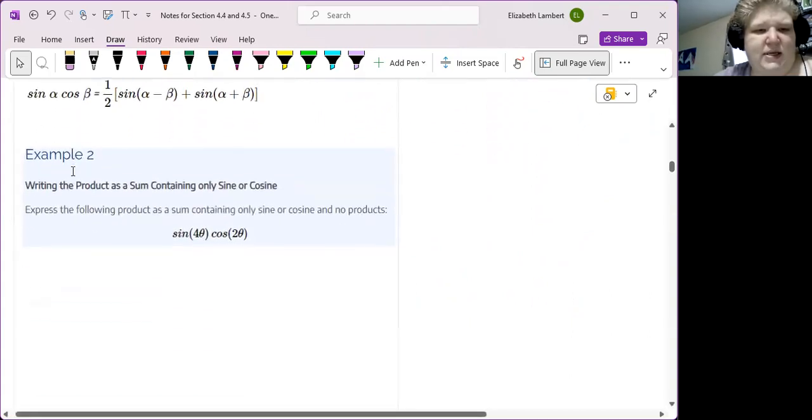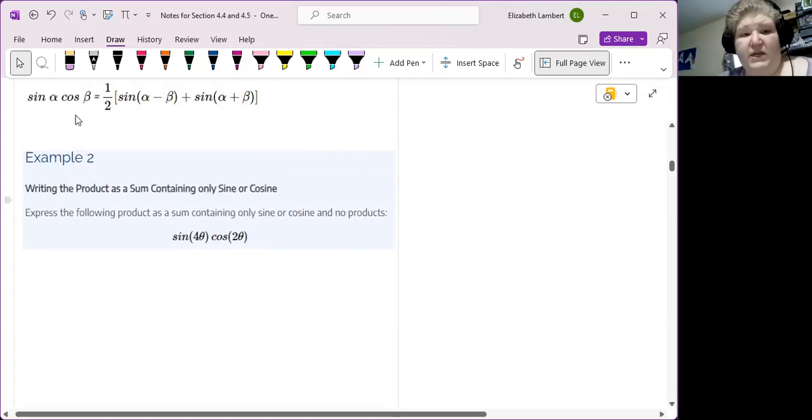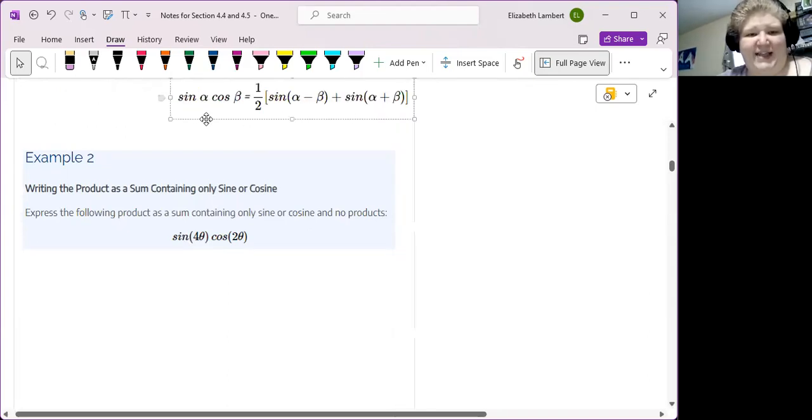All right, writing the product as a sum containing only sine and cosine. So now we need a new formula. Oh, look, it's right here. Almost like I put the notes together like this.